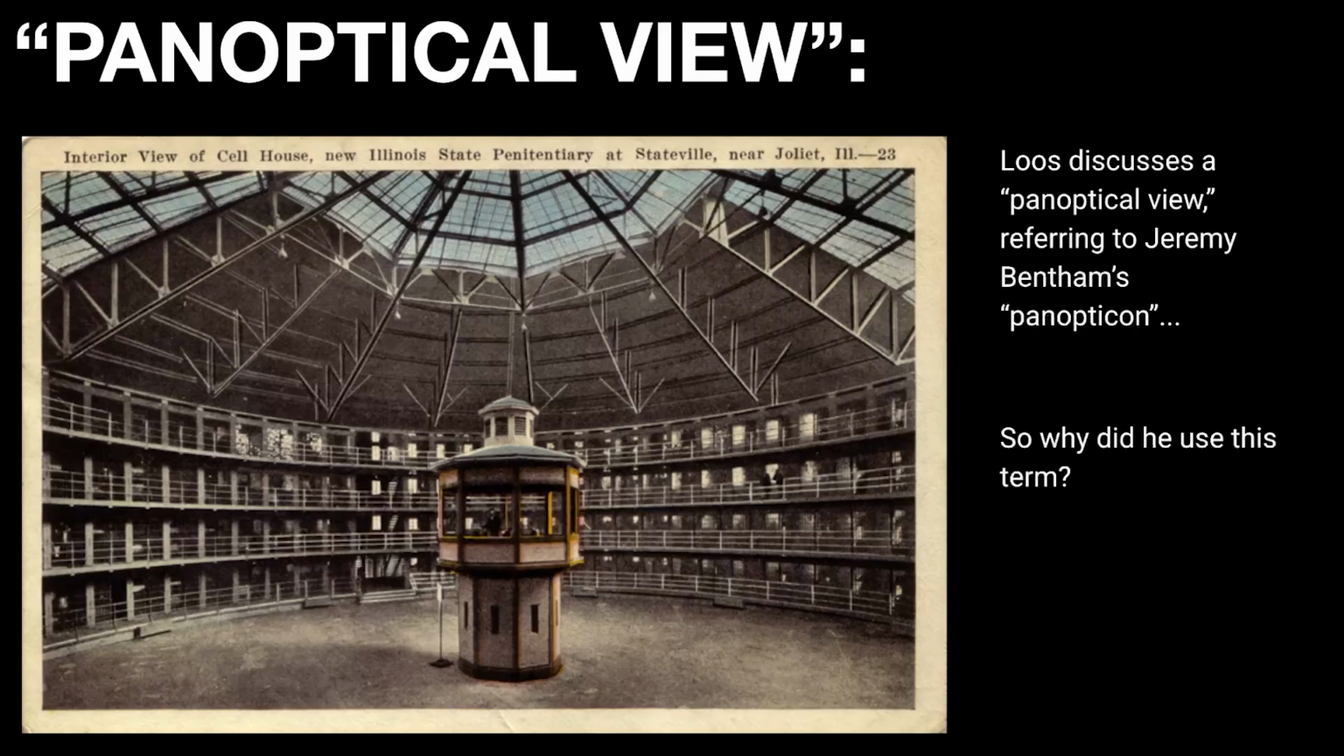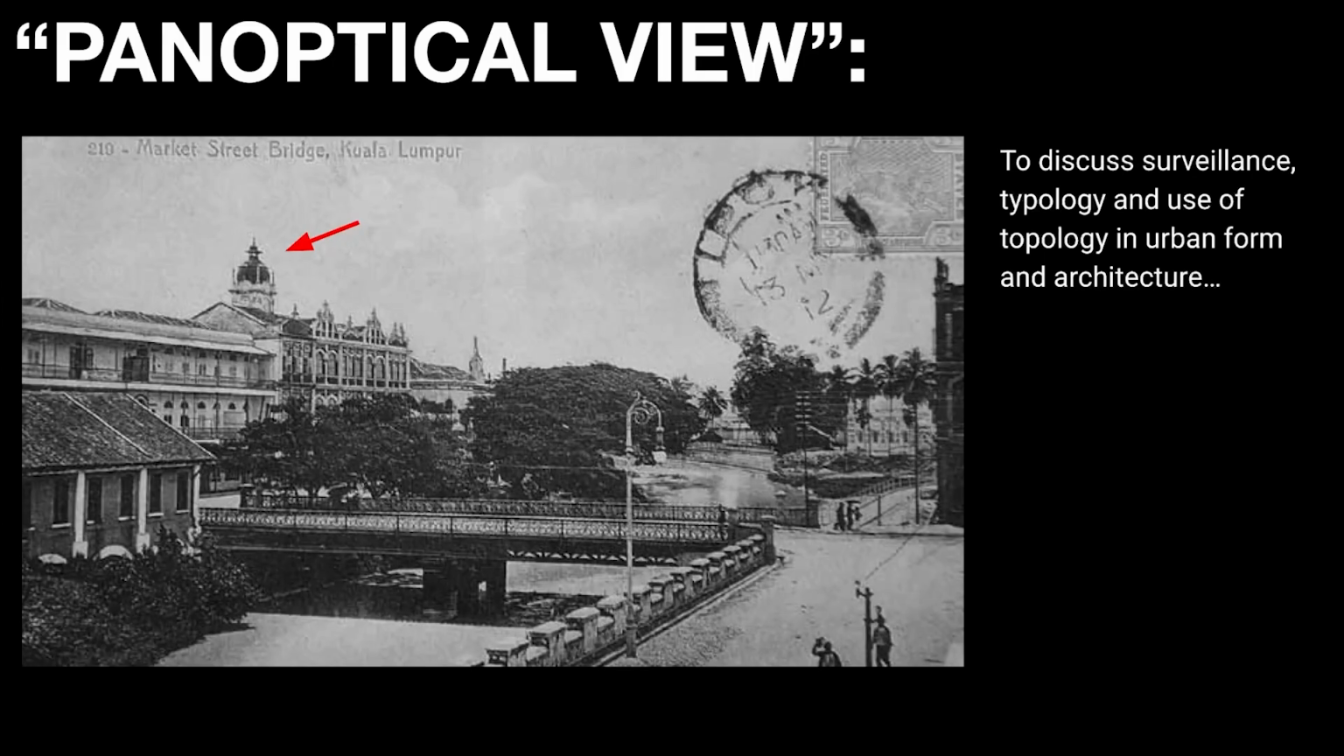So why did he use this term? Well, Lou uses the panoptical view to discuss surveillance, typology, and the use of topology in urban form and architecture. In his argument, verticality and surveillance is used as a form of control.